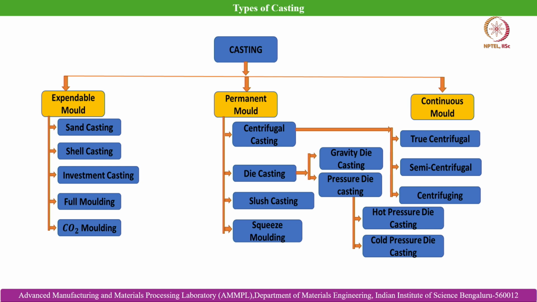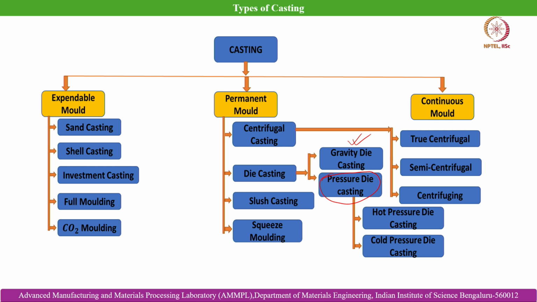wherein die casting, which is also one of the most widely used industrial practices, can be further classified into gravity die casting and pressure die casting. We will also talk about how we can do semi-solid pressure die casting later in this class. But for now, pressure die casting in general can be broadly classified as hot pressure die casting and cold pressure die casting.